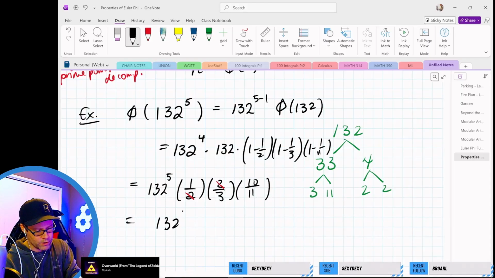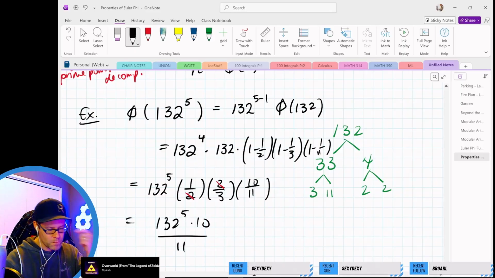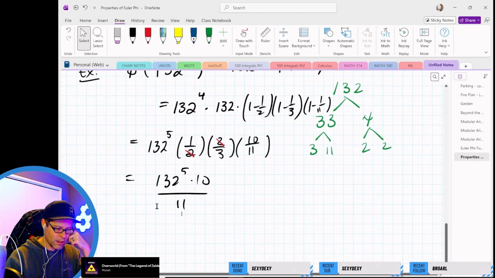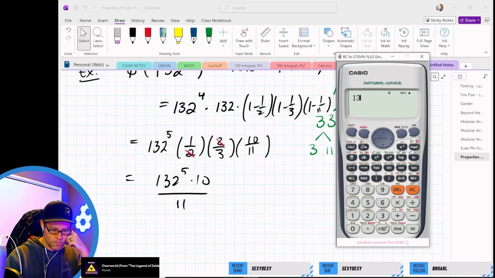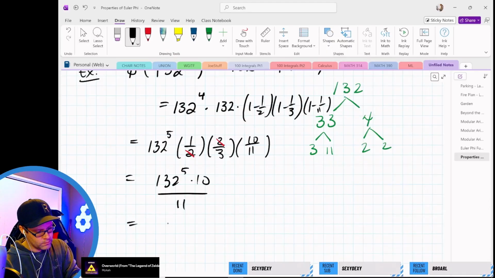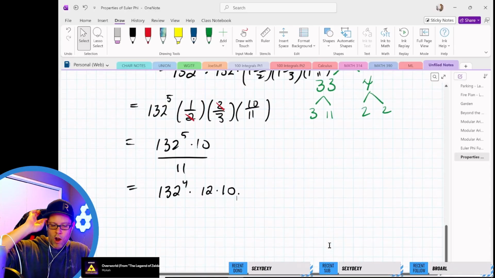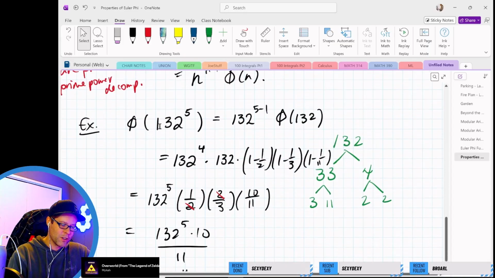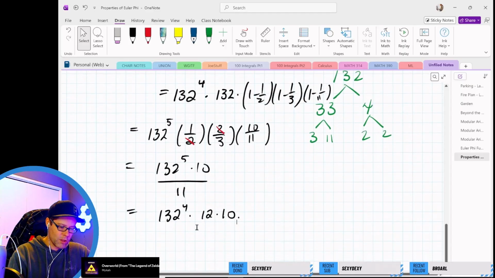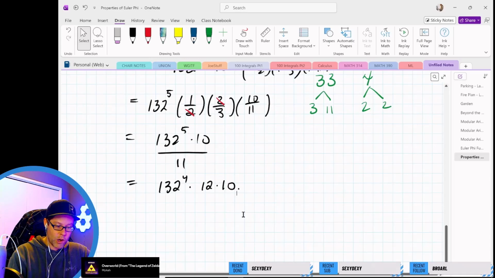But this is what we're looking for: 132 to the 5 times 10 over 11. I could probably get rid of that 11 if I wanted to. What's 132 divided by 11? 12. So 132 to the 4 times 12 times 10 is what we're looking for. Whatever that number ends up being is going to be the number of numbers co-prime to 132 to the power of 5. So it provides us a way to move forward and get a reasonable idea of how many of these things are going to be co-prime with that starting number.